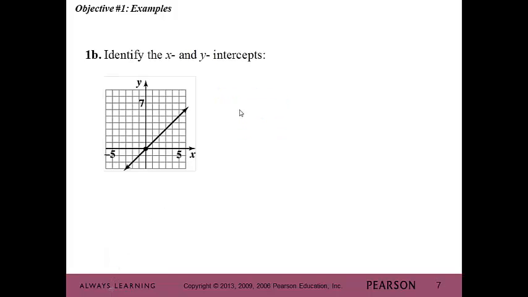And again, it says identify the x and y-intercepts. So the x-intercept, then the y-intercept. Well, the graph crosses the origin, which means the x-intercept is 0, 0. And again, since it's crossing the origin, the y-intercept is also 0, 0.